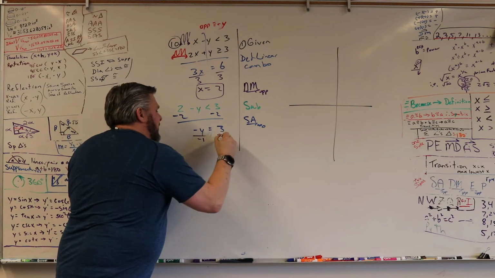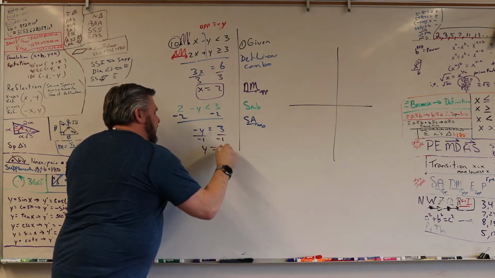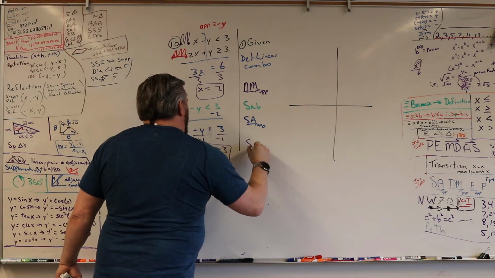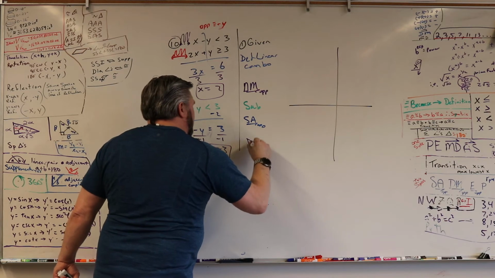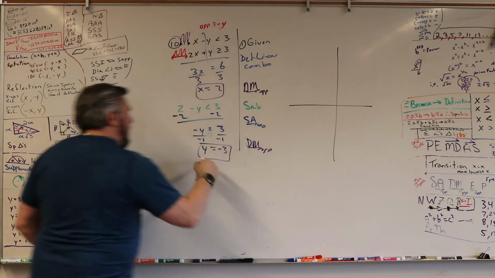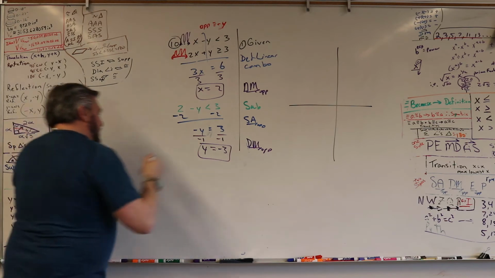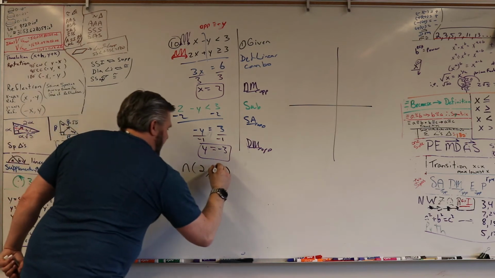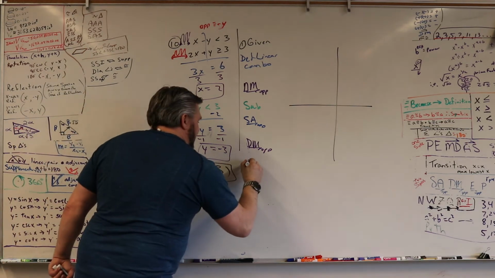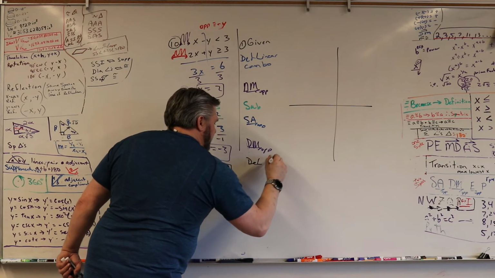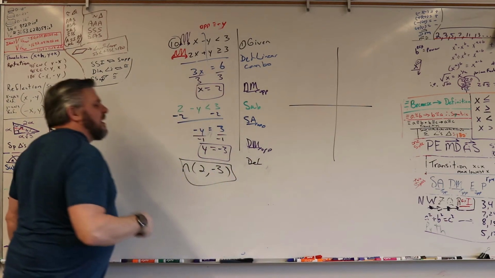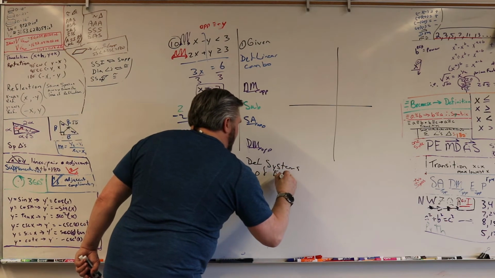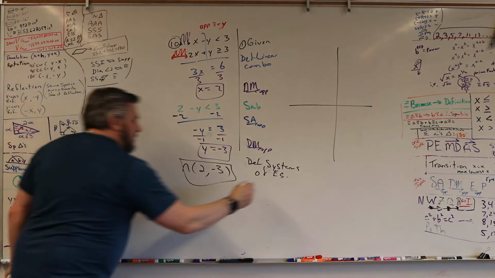Divide by -1, divide by -1, we get Y is equal to -3. Now that's the intersection. So what did we do? We did DM, right? And then what is our intersection? 2 and -3. Definition of a system of nonlinear equations... very good, system of equations. Okay? That's a Q.